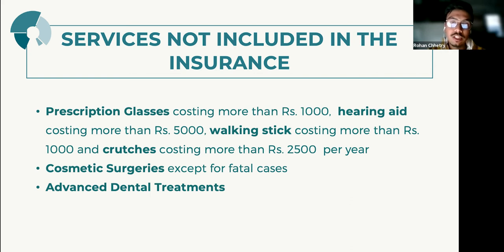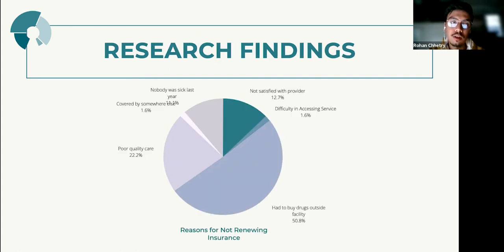The services which are not included in the SHI scheme are prescribed glasses costing more than 1,000 rupees, hearing aids costing more than 5,000, walking sticks costing more than 1,000, and crutches costing more than 2,500 per year. SHI also does not include cosmetic surgeries, except for fatal cases, and also does not include advanced dental treatments.